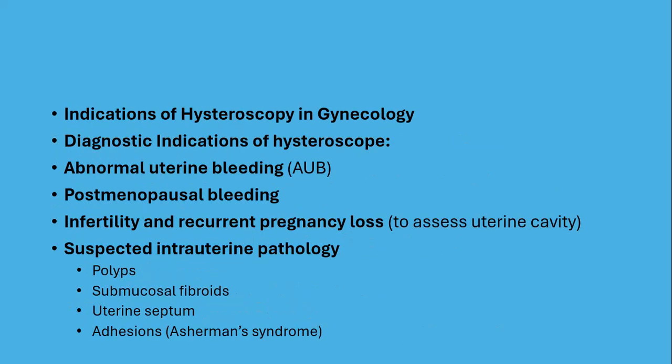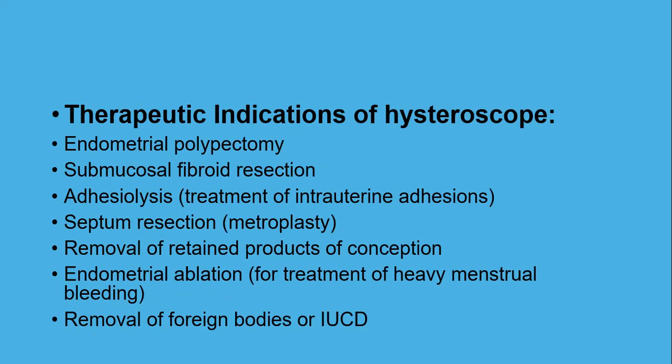Indications of hysteroscopy in gynecology. Diagnostic indications of hysteroscopy. Abnormal uterine bleeding, AUB. Postmenopausal bleeding. Infertility and recurrent pregnancy loss, to assess uterine cavity. Suspected intrauterine pathology. Polyps. Submucosal fibroids. Uterine septum. Adhesions, Asherman syndrome.